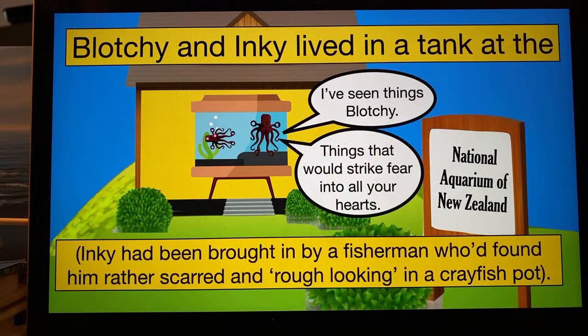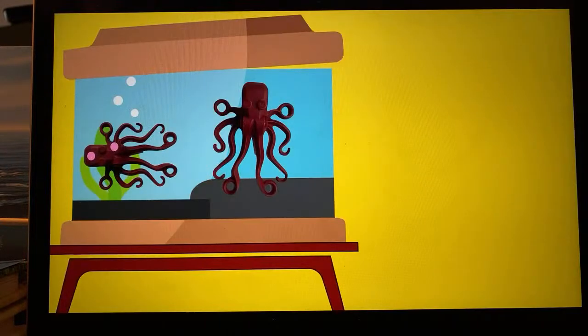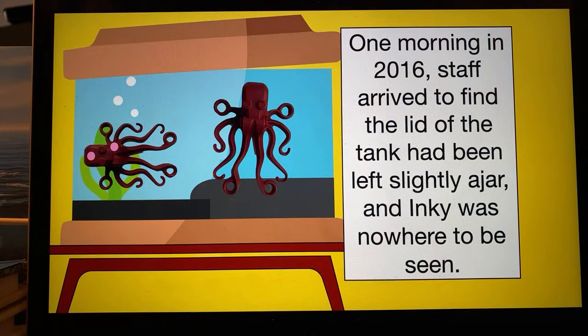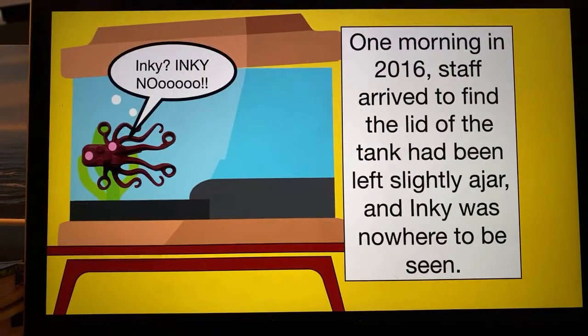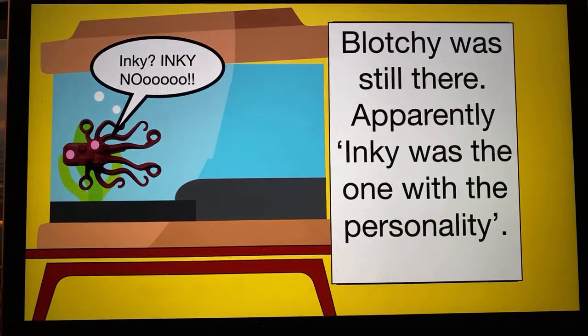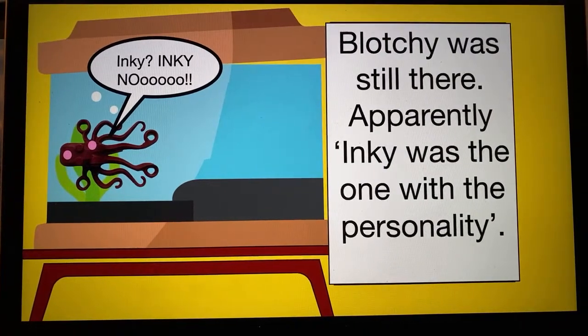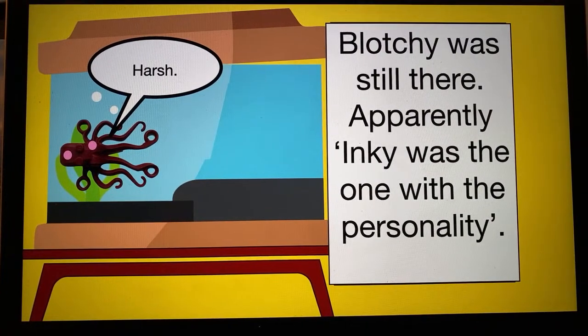So they both lived in this tank together, reasonably happy, or so people thought. One morning in 2016, staff arrived to find the lid of the tank had been left slightly ajar and Inky was nowhere to be seen. What? Blotchy was still there, apparently. "Inky was the one with the personality," was the quote from the aquarium staff.